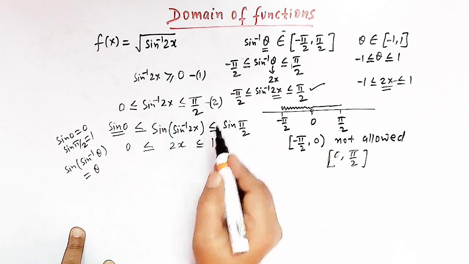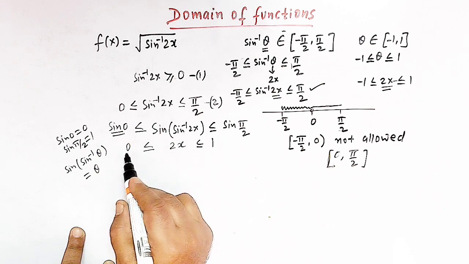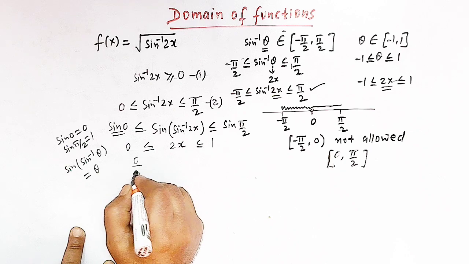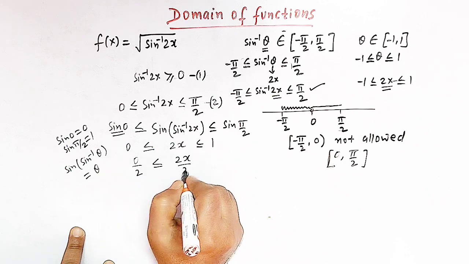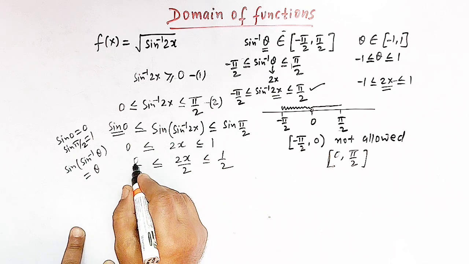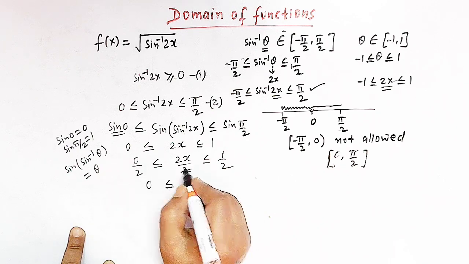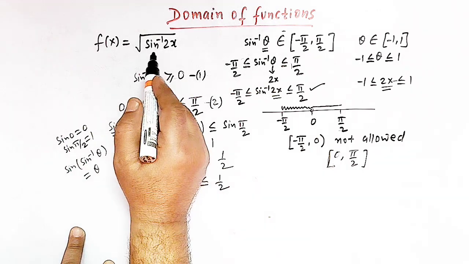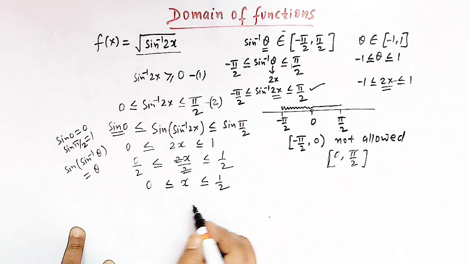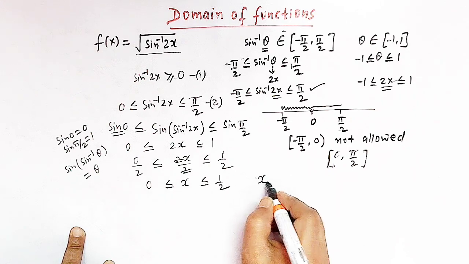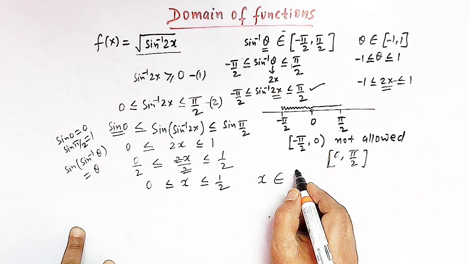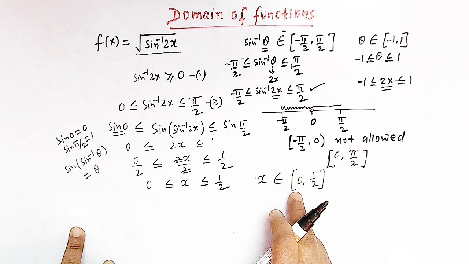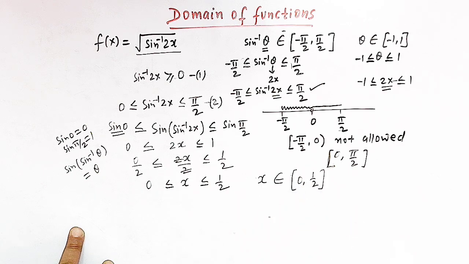So now we have this inequality 2x greater than or equal to 0 but less than or equal to 1. So now dividing throughout by 2, we have 0 over 2, then 2x over 2, and here we have half, so this is 0, and here we have x, and here we have half, right? So the domain of this function, that is square root of sine inverse 2x, is given by this interval, that is 0 to half, and it is closed at both ends, that is 0 and half are also included.